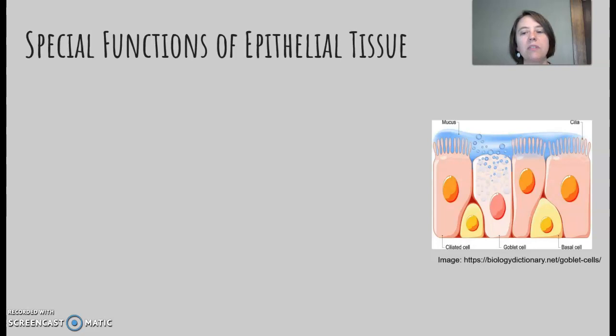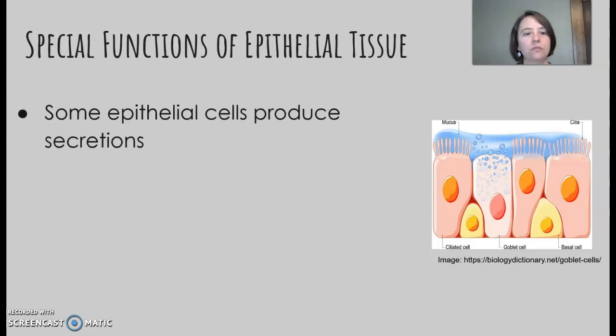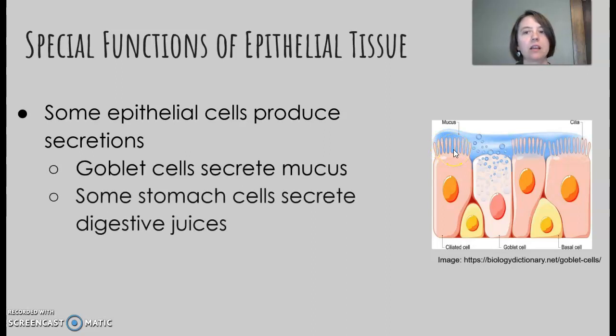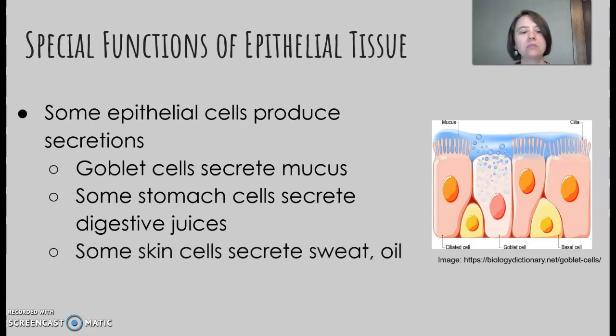So some epithelial cells have special functions. For example, some epithelial cells produce secretions. And a goblet cell secretes mucus. And here you can see a goblet cell is making this mucus that looks a lot like water. And maybe that's lining, maybe that's your esophagus there. And you can see some of the other ones have cilia. So some stomach cells secrete digestive juices, like actual hydrochloric acid, and then some skin cells secrete sweat and oil.